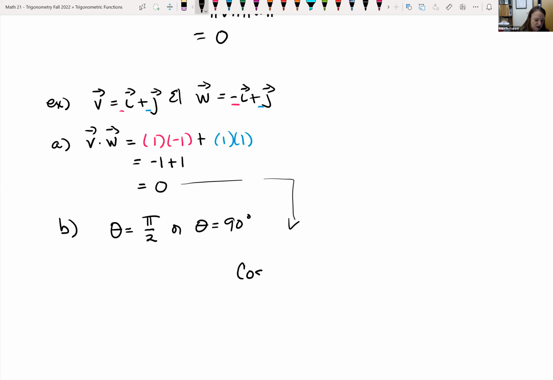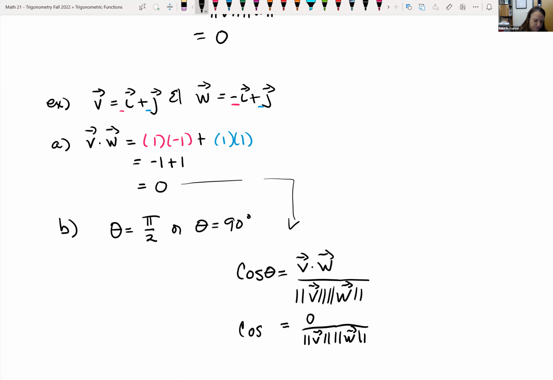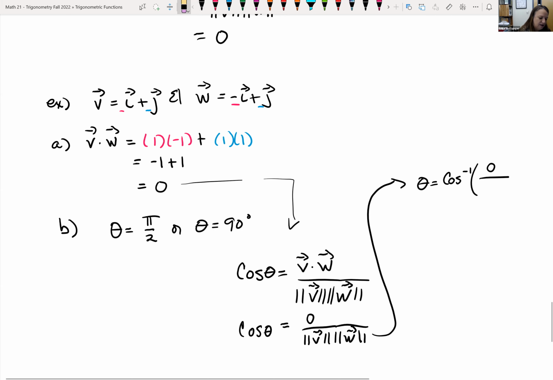So recall cosine of theta is equal to the dot product V dot W all over the magnitude of V times the magnitude of W. So I want you to show your work on things. And so here we saw that the dot product was zero, all over the magnitude of V times the magnitude of W. And this is cosine theta. So taking the inverse of both sides, we get theta is equal to cosine inverse of zero over anything other than zero.